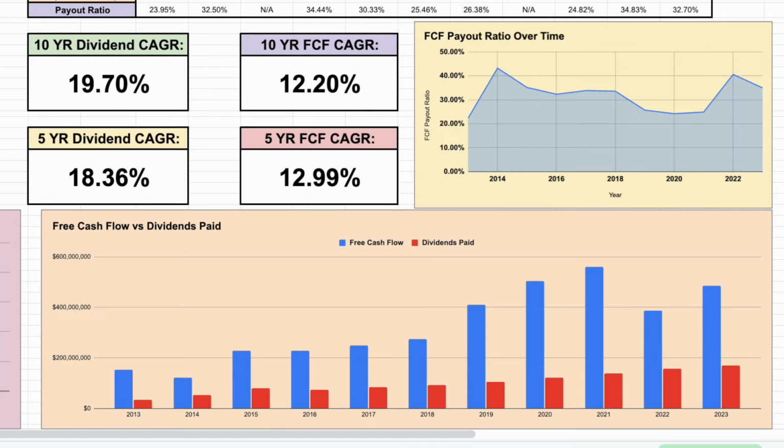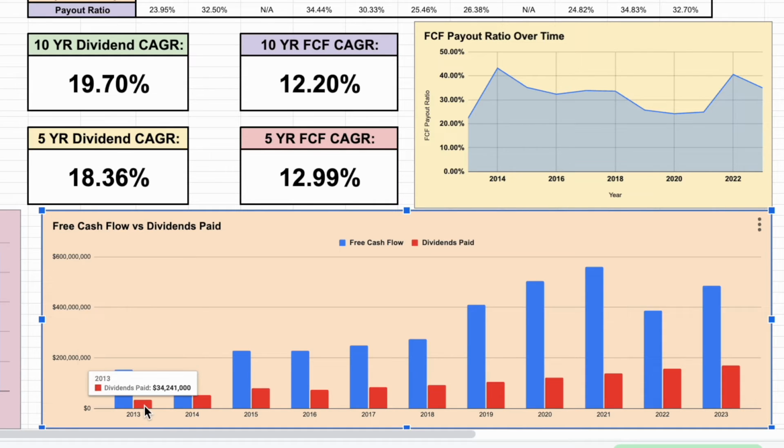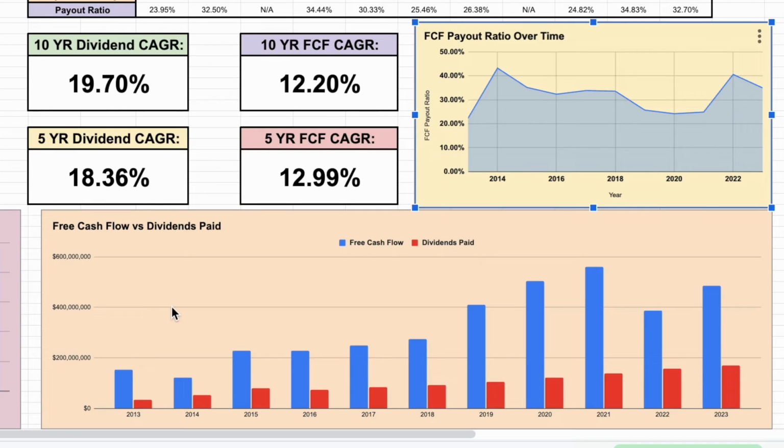And then the last chart we have down here is our free cash flow versus dividend paid. This is something that's listed right here. Basically, what we're doing is comparing how much free cash flow the company is generating compared to how much they're paying out in dividends. So it's somewhat similar to the free cash flow payout ratio over time. But again, we can see the blue is going to show us our free cash flow growth and the red is going to show us our dividend growth. Now the dividend growth is obviously very sustainable. That's something that's easy for the company to control.